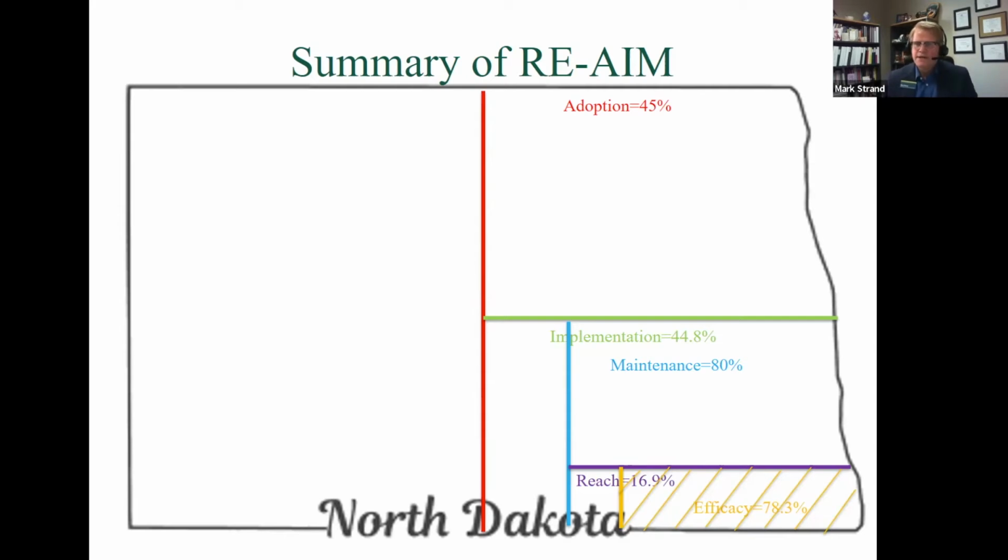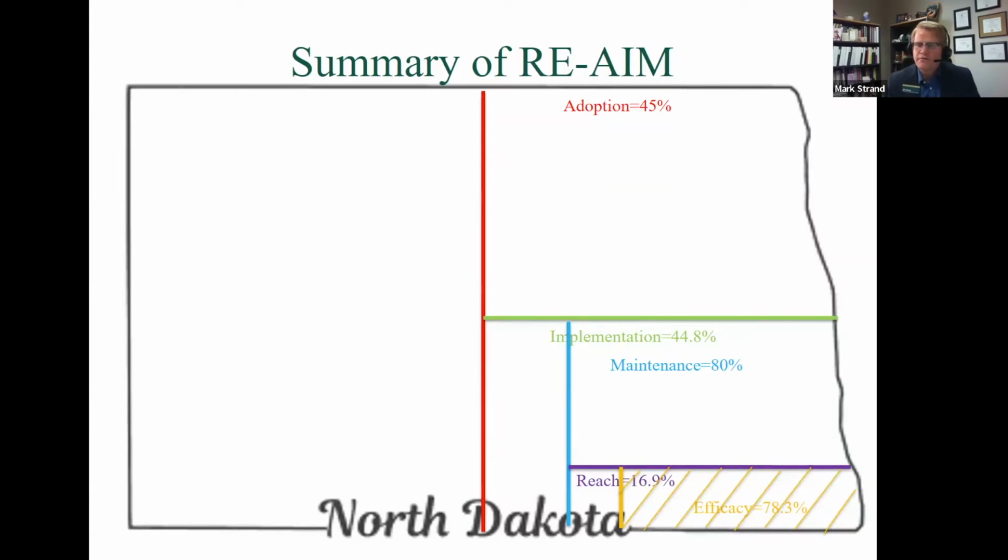Now, bear in mind, this map is not meant to show where in North Dakota. It's not like Wahpeton, the far southeast corner, is where we're working. So bear in mind, I'm using the shape just to suggest our state. But in fact, I'm using it more for mathematical purposes to show the proportions covered.